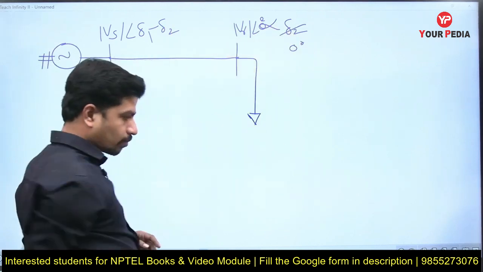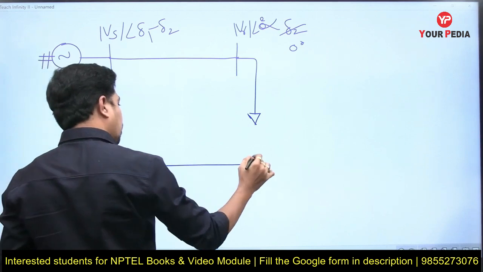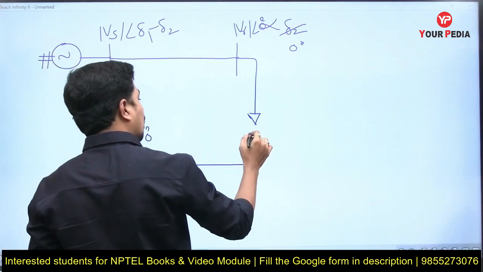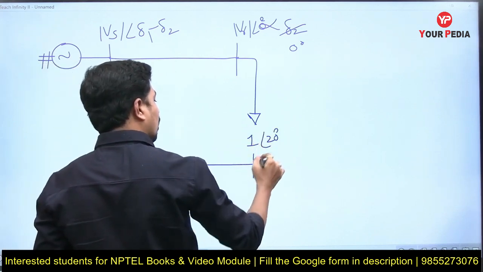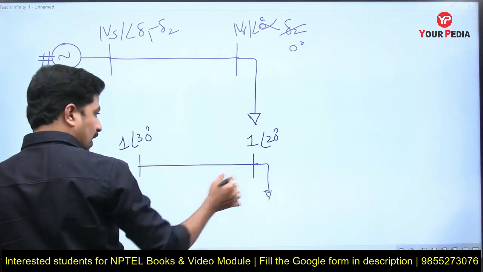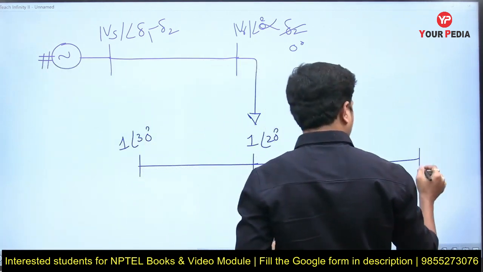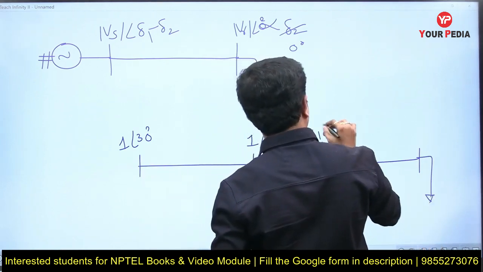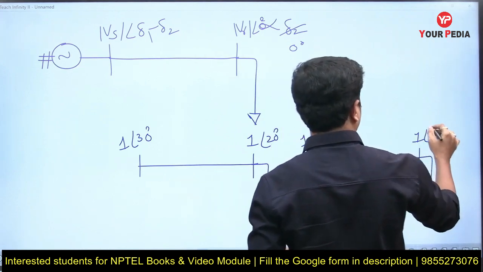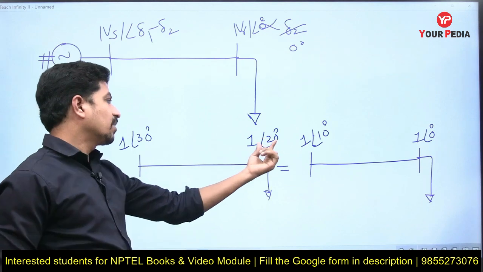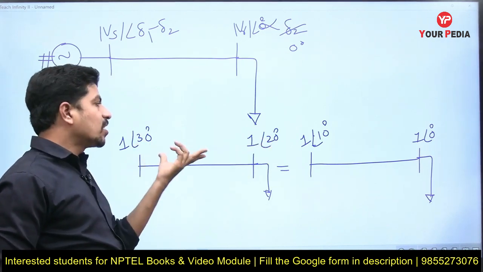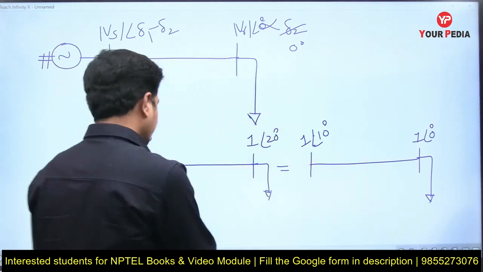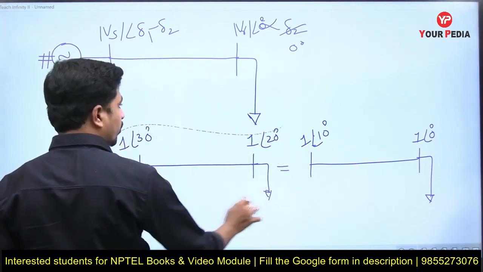For example, this is bus 1. The voltage here is 1 at an angle of 30 degrees, and the voltage here is 1 at an angle of 20 degrees. This is exactly the same as 1 at an angle of 10 degrees and 1 at an angle of 0 degrees across a static load. This is delta 1, this is delta 2, and we can shift delta 2 with a minus sign. Then the difference between these two buses is 10 degrees. That's what we want to convey.